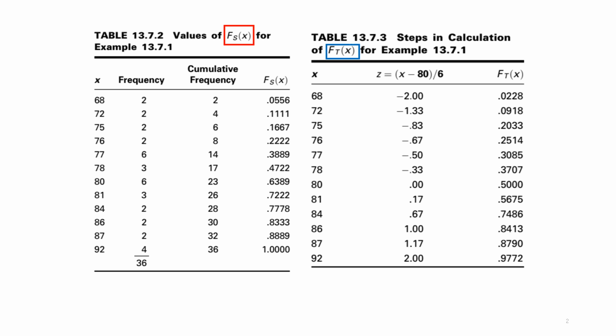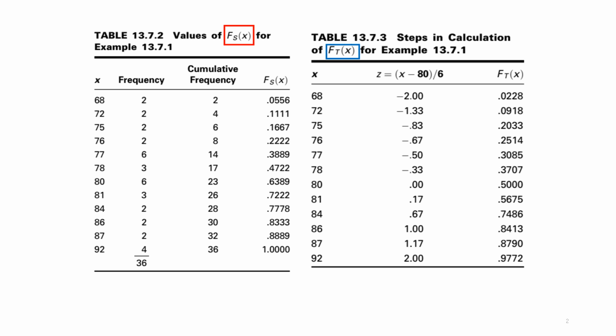Then we calculate the frequency probability. For the lowest one, x value is 68, the probability is 0.0556. The second one is 72, at 0.1111. So actually this is the probability for the cumulative frequency. This is also the frequency distribution up to 1. That's the F of S, where S means the sample data.